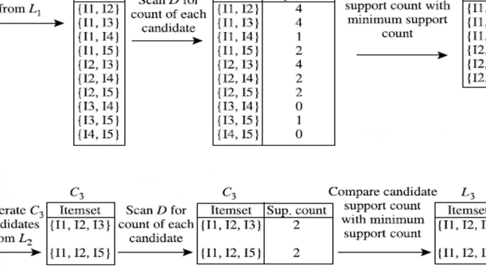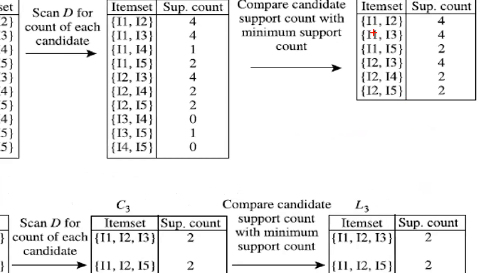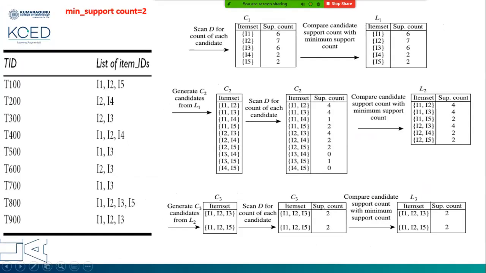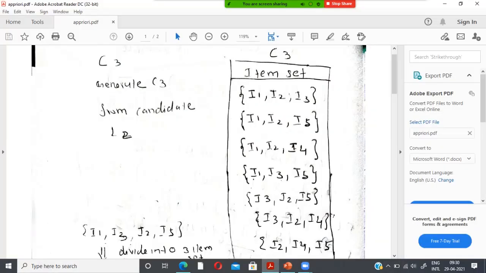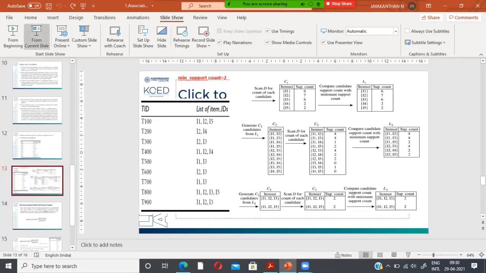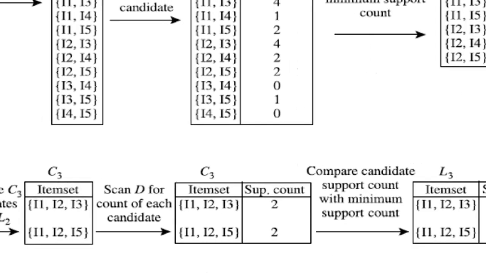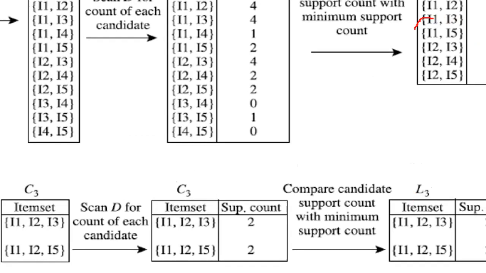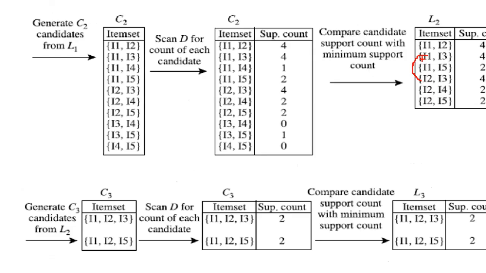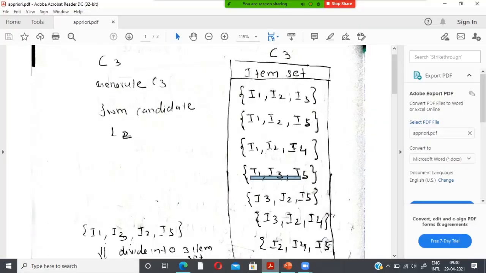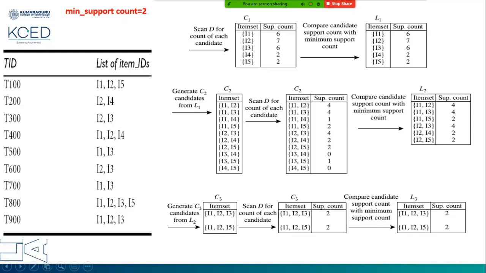Next I'm taking the second item, I1, I3, I5. I1, I3 and I5 I have in the database. I'm explaining a detailed view. After that, I am comparing I1, I3 with I2, I3. I1, I2, I3 is already in the database. I1, I2, I4 is already added in the database.